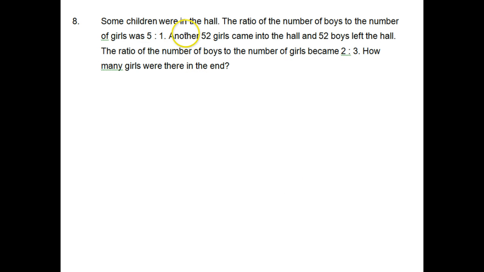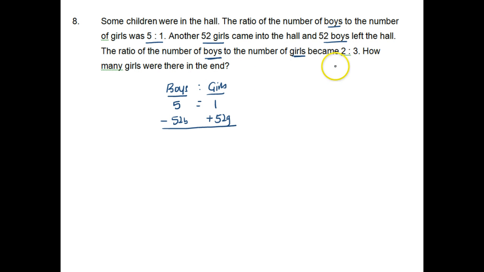Question 8. Some children were in a hall. The ratio of the number of boys to the number of girls was 5:1. So I have boys is to girls, 5:1. Another 52 girls came to the hall. So 52 girls came and 52 boys left, so minus 52 boys. The ratio of the number of boys to the number of girls became 2:3.